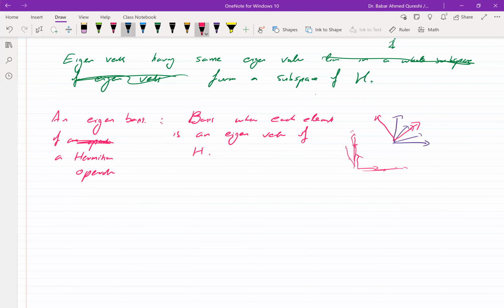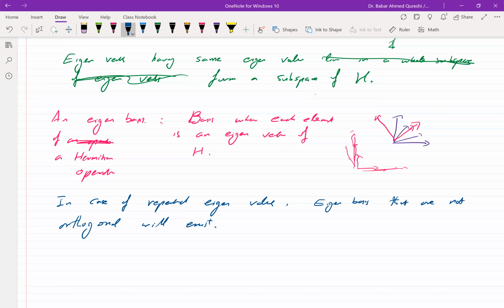So in case of repeated eigenvalues, eigenbases that are not orthogonal will exist. And actually you will have an infinite number of bases. And you will have an infinite number of orthogonal bases as well. Because even if you have a two-dimensional subspace, you can rigidly keep rotating over here every time, making sure that they remain orthogonal, but you still have new vectors.